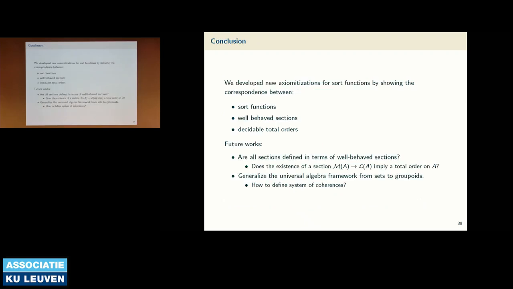In conclusion, we just developed a new axiomatization for the sort function by showing the correspondence between sort function, well-behaved section, and decidable total order. In future work, it would be interesting to show whether all sections are defined in terms of well-behaved sections. Equivalently, does the existence of a section necessarily imply that there is a total order on A? It'd also be interesting to generalize a universal algebra framework from set to groupoid. But first, we need to figure out how to define a system of coherences. So yeah, that's it. Thank you.